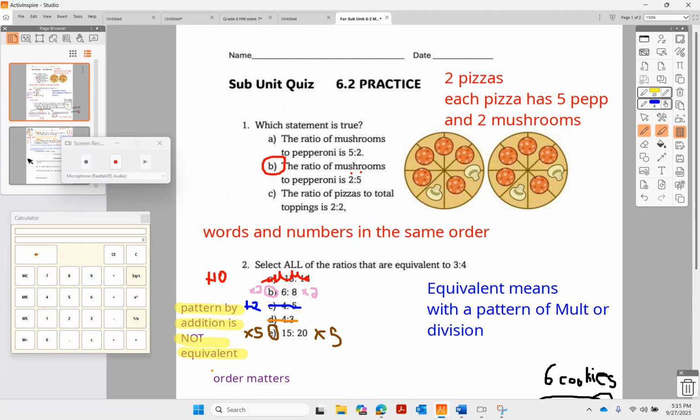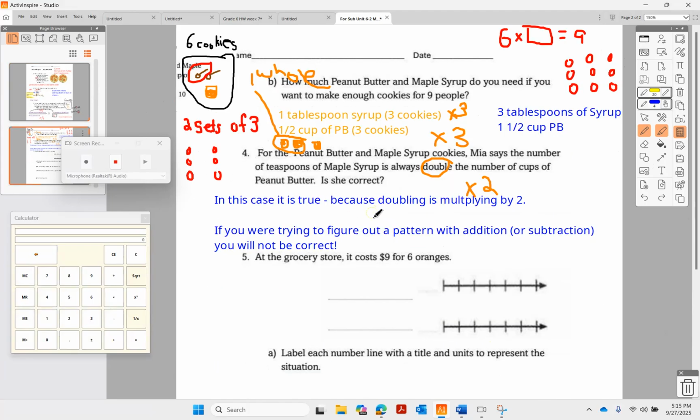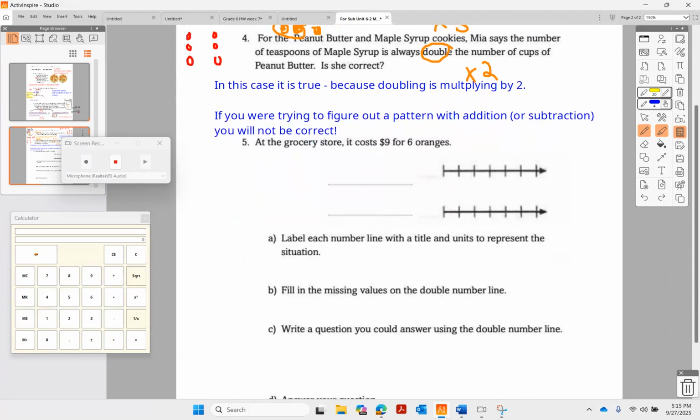Okay, going back on. Last problem here. At the grocery store, it costs $9 for 6 oranges. So you need to label each number line with a title and units to represent the situation, fill in the missing values on the double number line. Write a question you could answer using the double number line, and then answer. So there's a lot here. So here's what we're going to do. We're going to go back to texting.